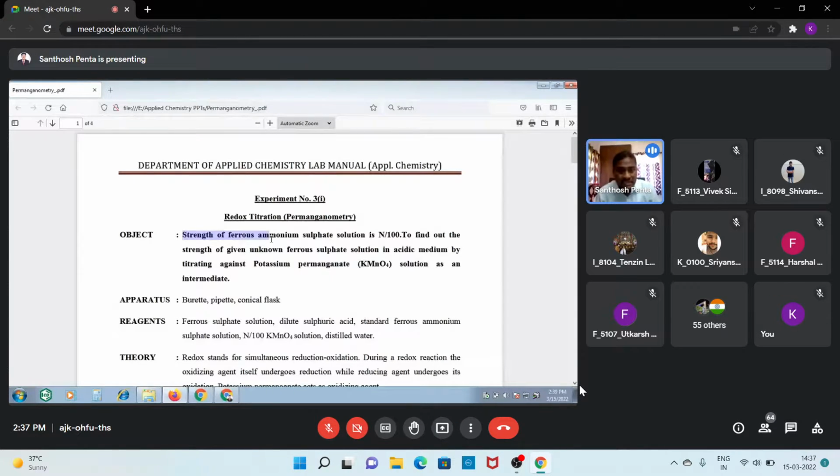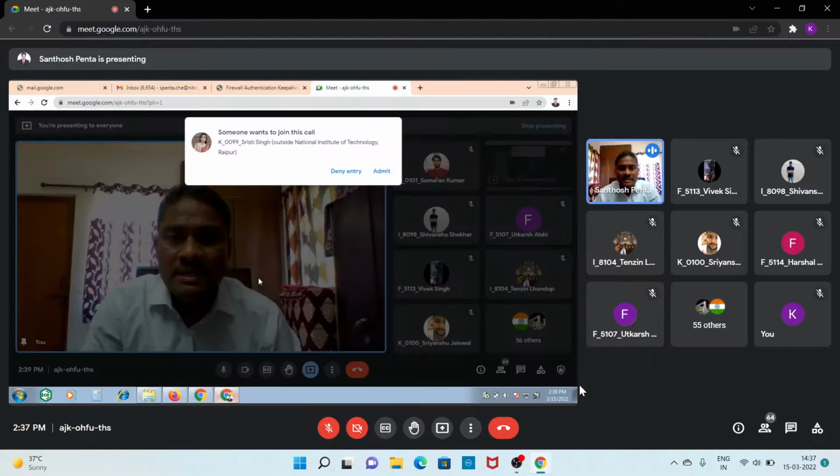Strength of ferrous ammonium sulfate solution is N by 100. FAS, ferrous ammonium sulfate solution is N by 100. To find out the strength of given unknown ferrous sulfate solution in acidic medium by titrating against potassium permanganate solution as an intermediate. Always remember one thing. What is that?